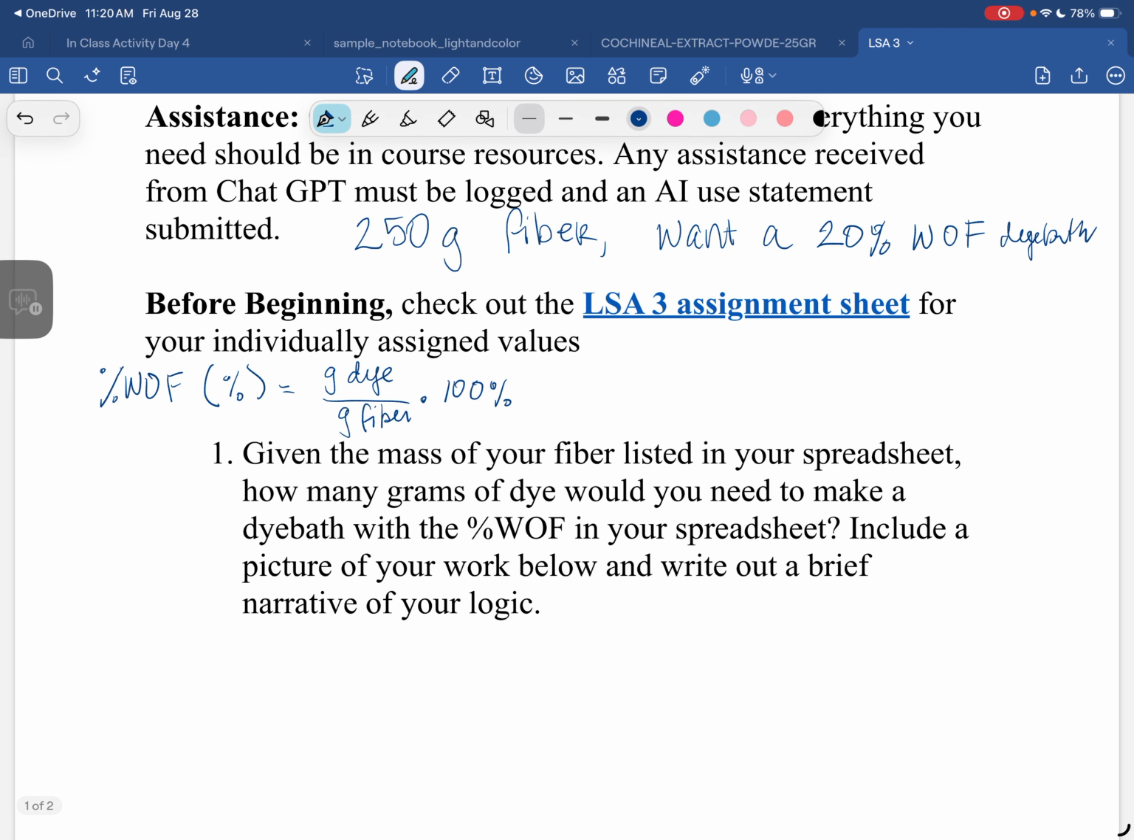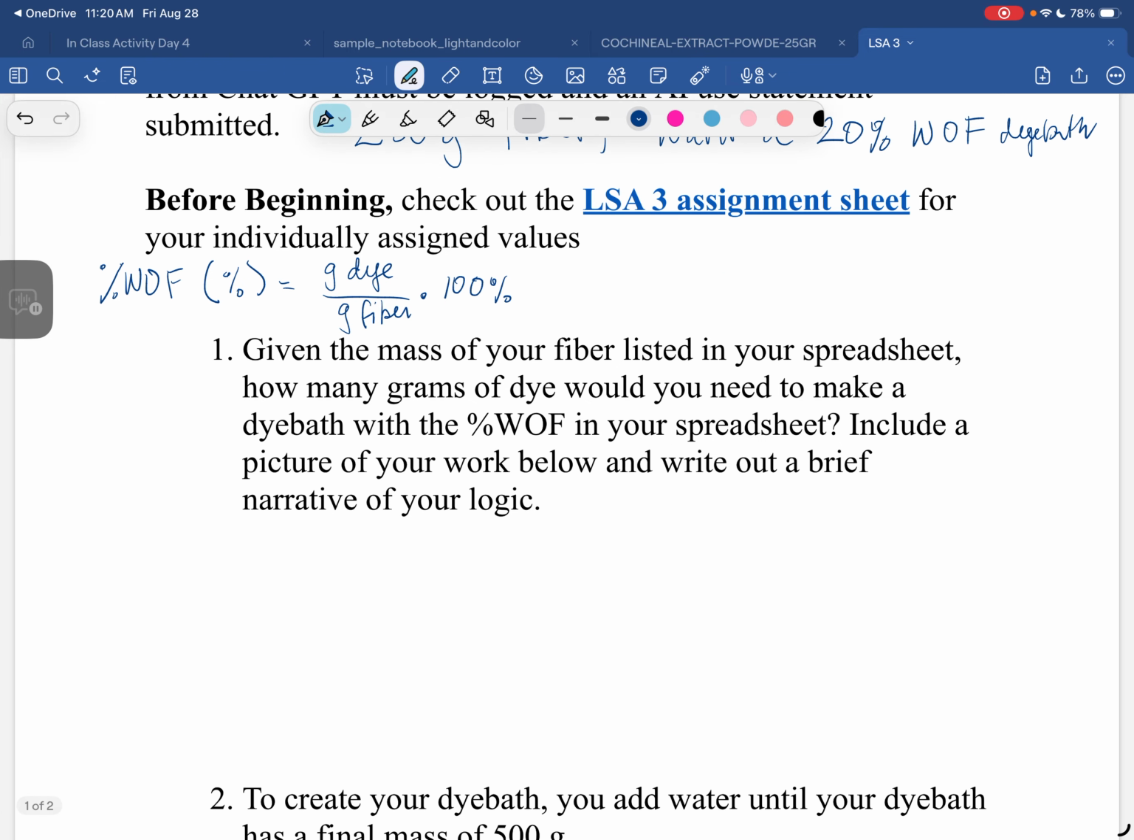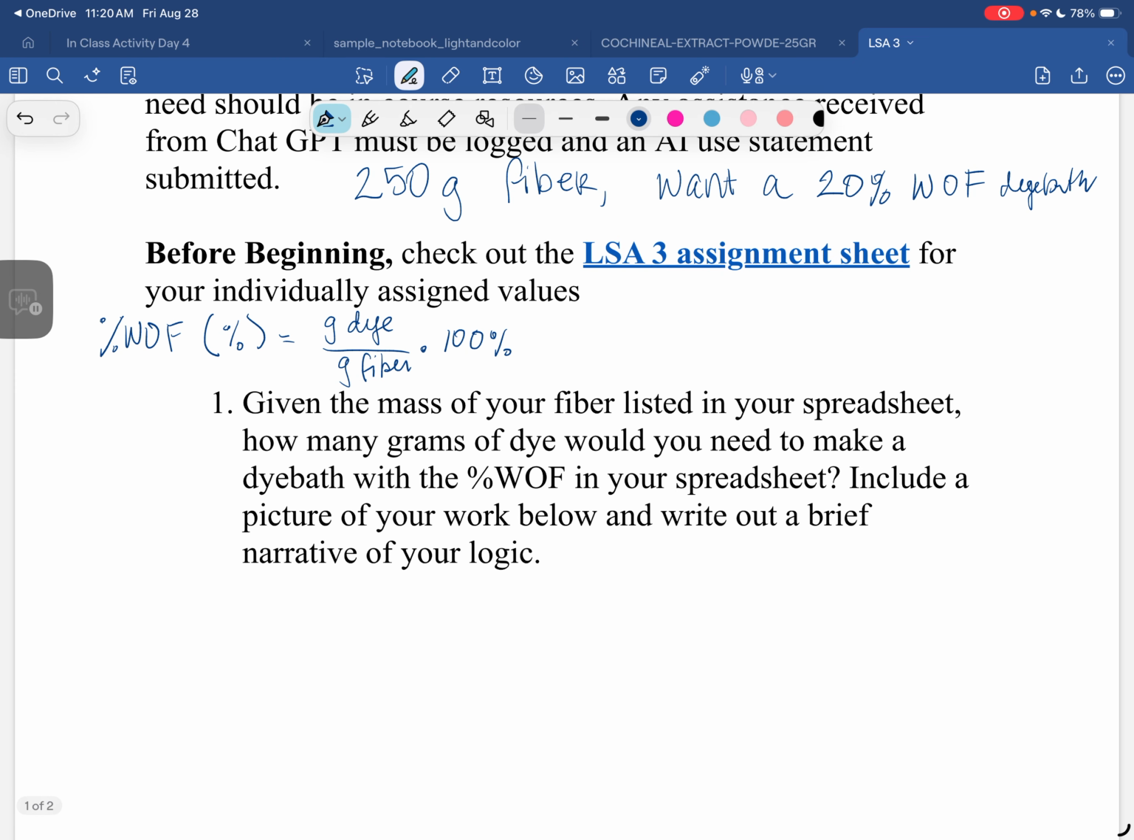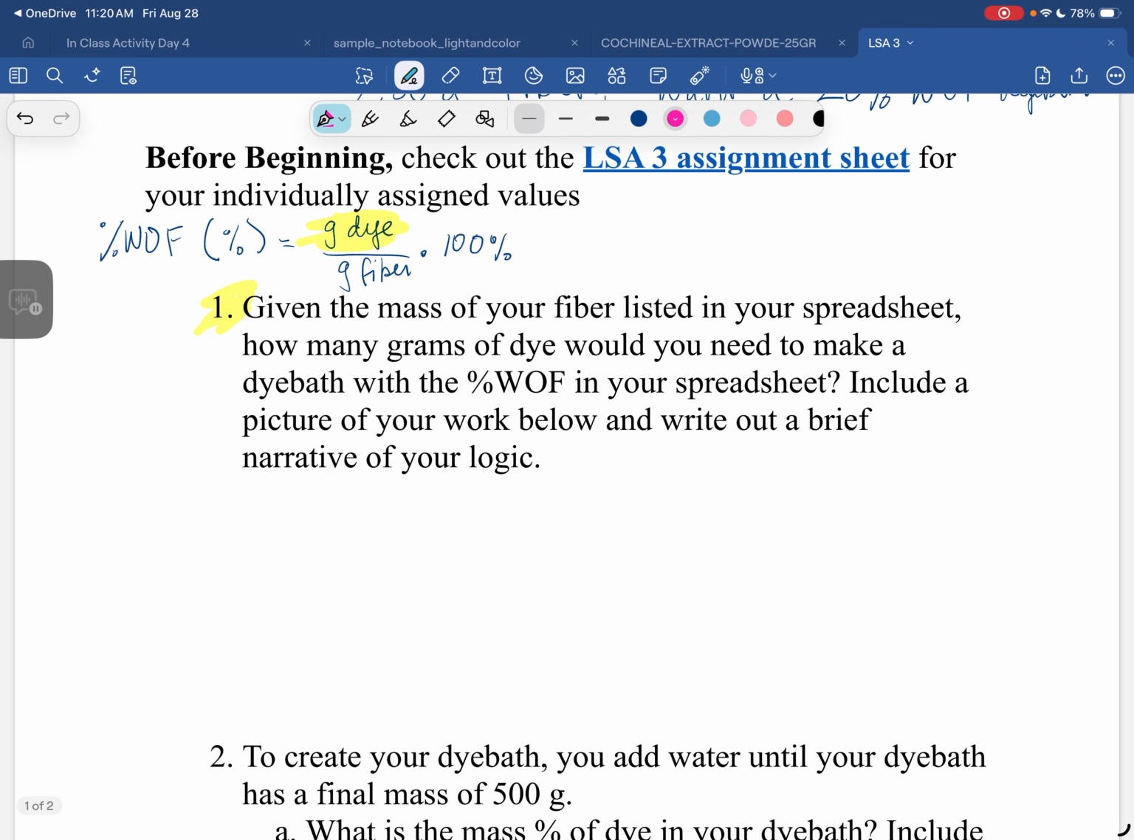So this question is saying, given the mass of your fiber listed in the spreadsheet, so 250 grams, how many grams of dye would you need to make a dye bath with the weight of fiber in your spreadsheet, which is in this case 20%. So for question number 1, I am asking you to solve for the mass of dye in grams. So we want to rearrange that equation so we end up with our grams of dye.